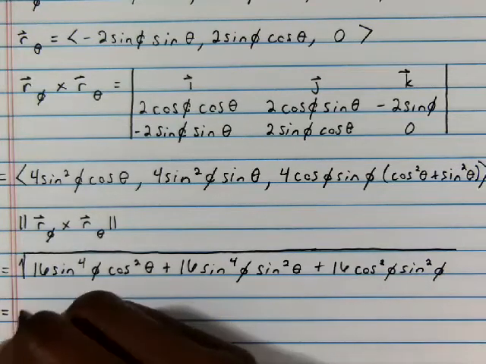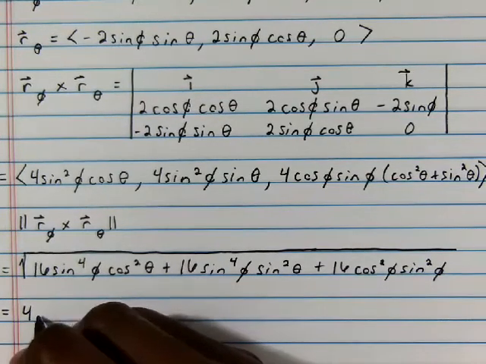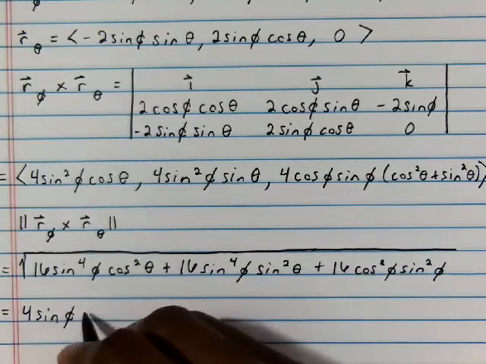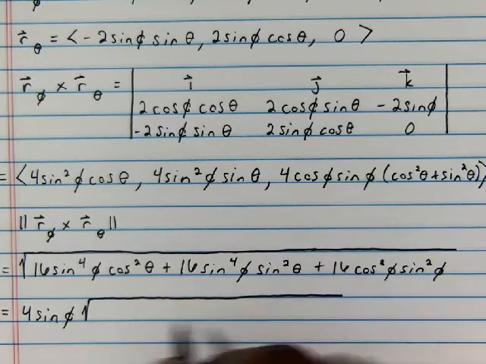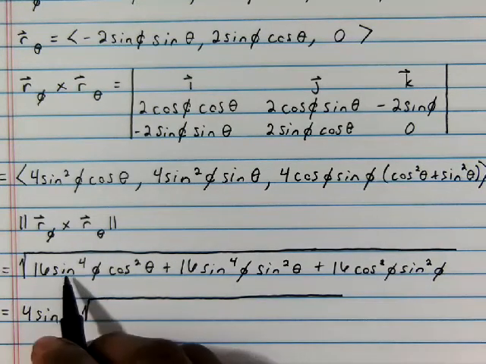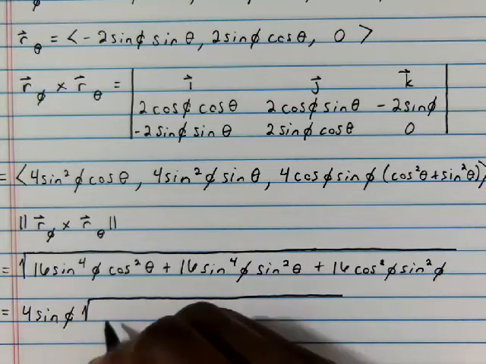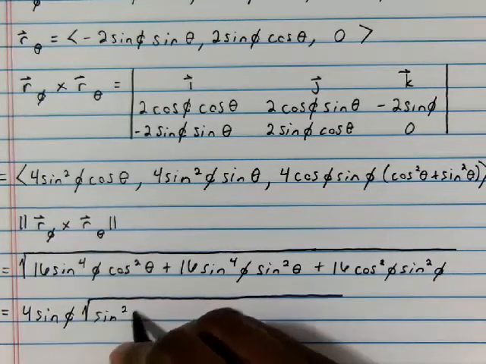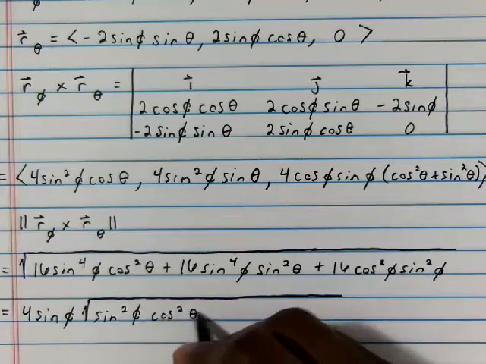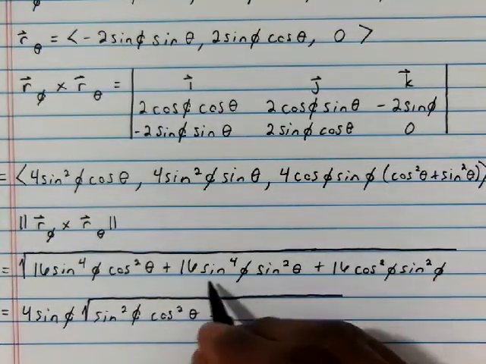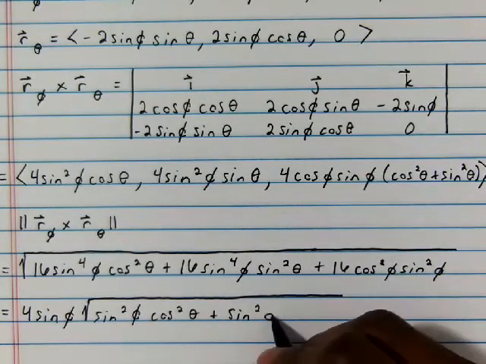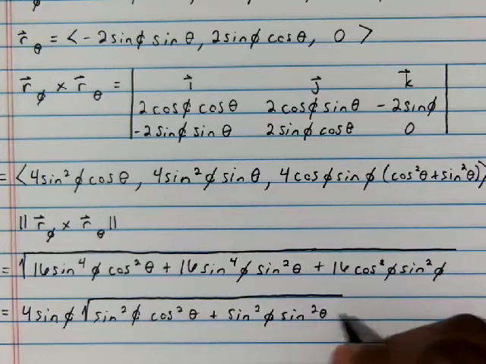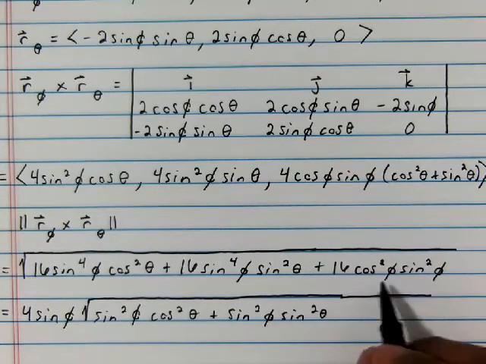We can pull it entirely out of the square root, and we'll end up with 4 sine phi on the outside. And then on the inside, we are left with sine squared phi cosine squared theta, sine squared phi cosine squared theta, plus sine squared phi sine squared theta, sine squared phi sine squared theta. And what do we pull out of here? I think we're just left with cosine squared phi here. Yep.